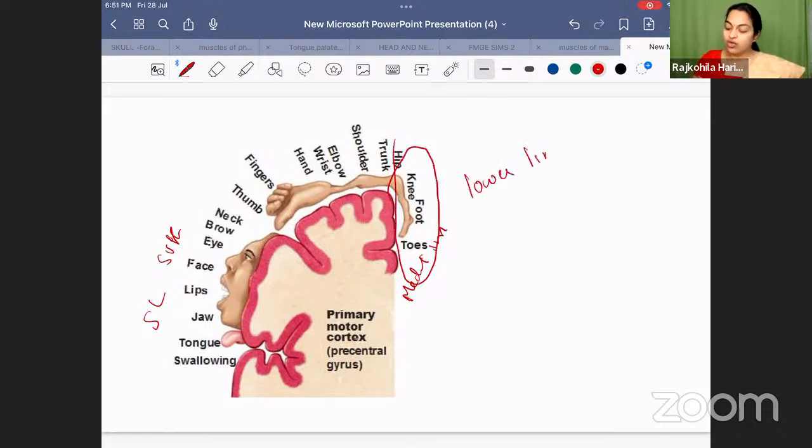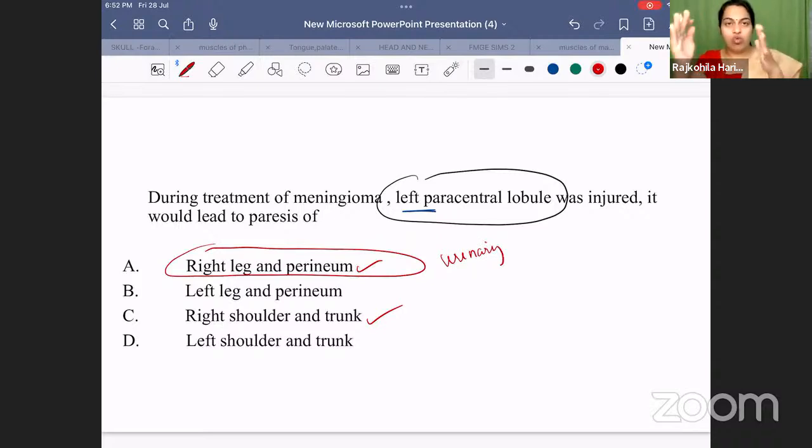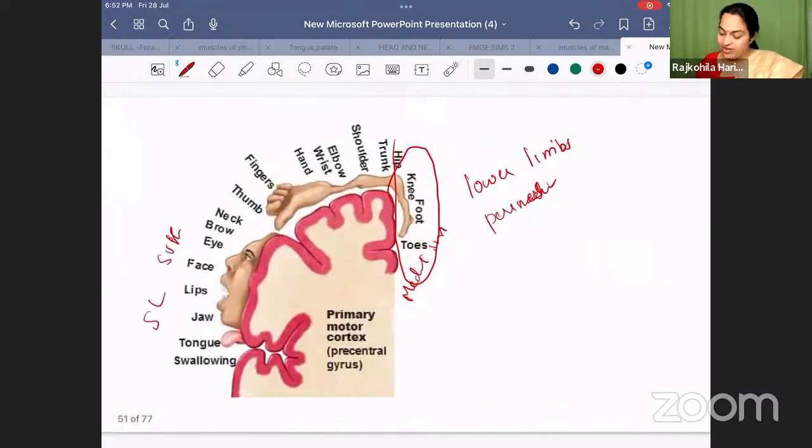The lower part of the body, the lower limbs, the perineal area. The perianal region, the anal region, all that is represented. And hence, a lesion of the paracentral lobule is going to present with features over the right leg and perineum. The patient presents with hemiparesis. It has both motor and sensory cortex, precentral and postcentral gyrus. So the patient will present with weakness, hemiparesis or hemiplegia, and sensory problems also, especially urinary incontinence. So that's about the paracentral lobule.